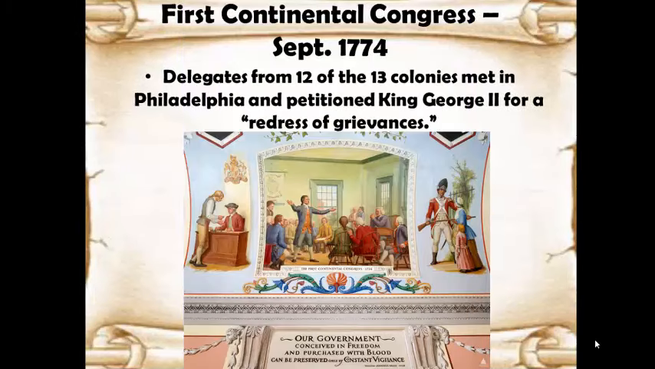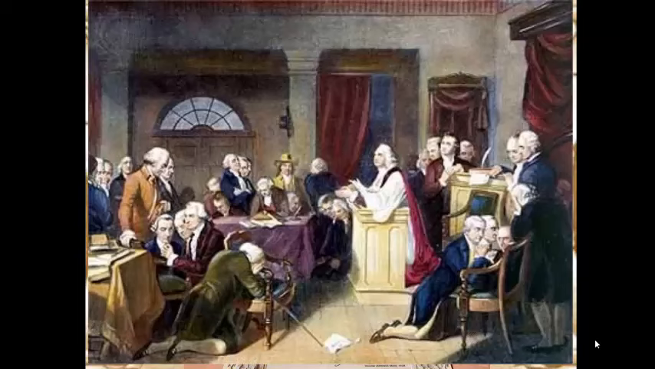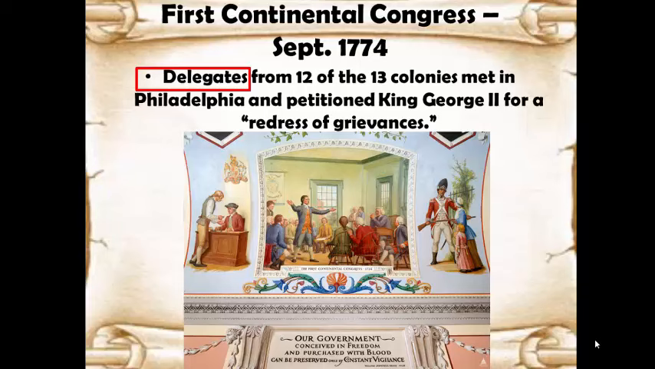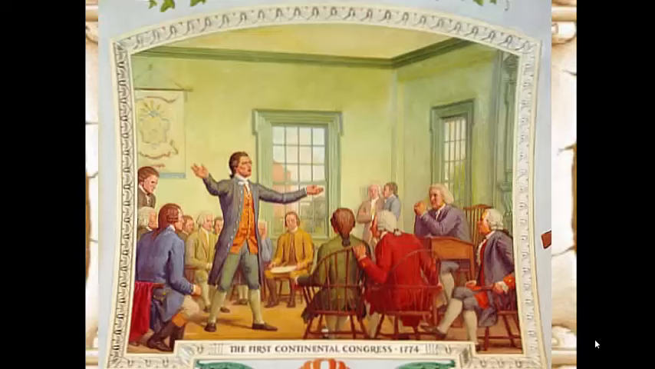So in response, the leading figures decided to get together. And these were mostly the guys who would go on to become what we call our founding fathers. These representatives, or delegates, is a word you need to know. A delegate is a representative. These delegates met in Philadelphia in what was called the First Continental Congress.